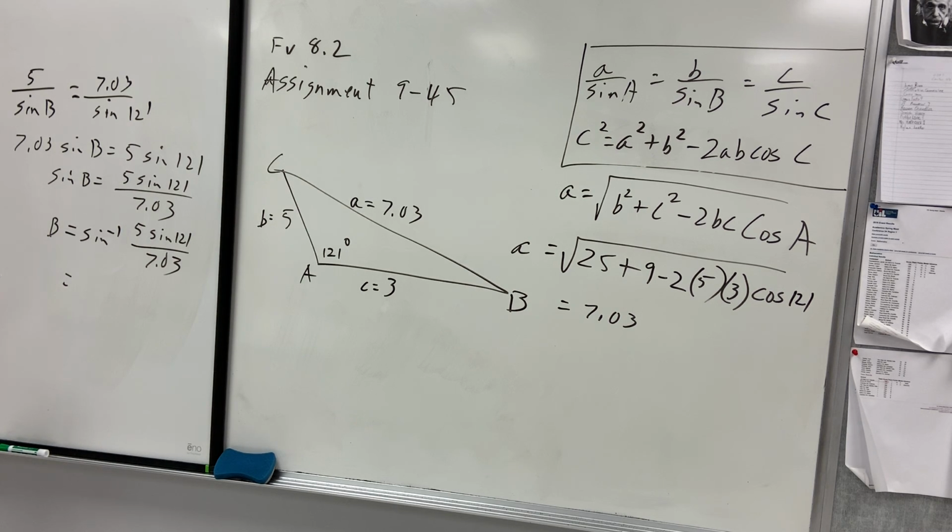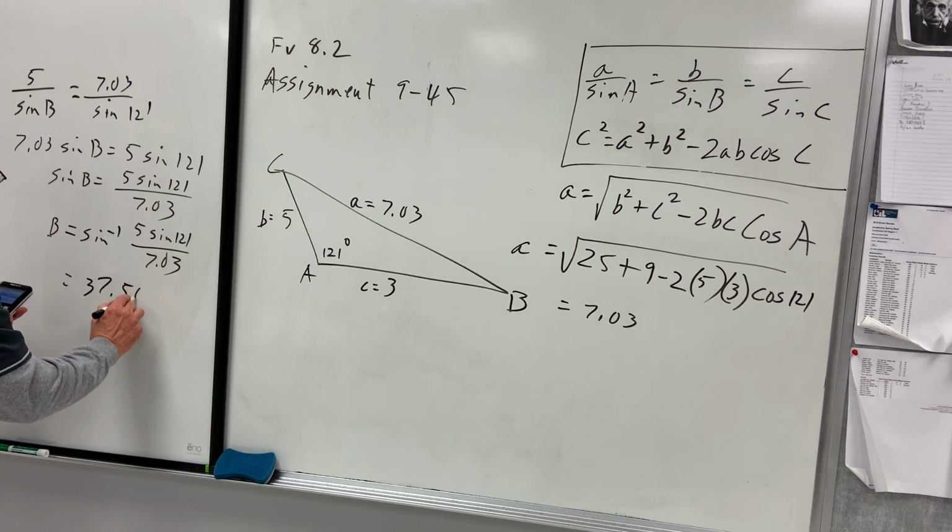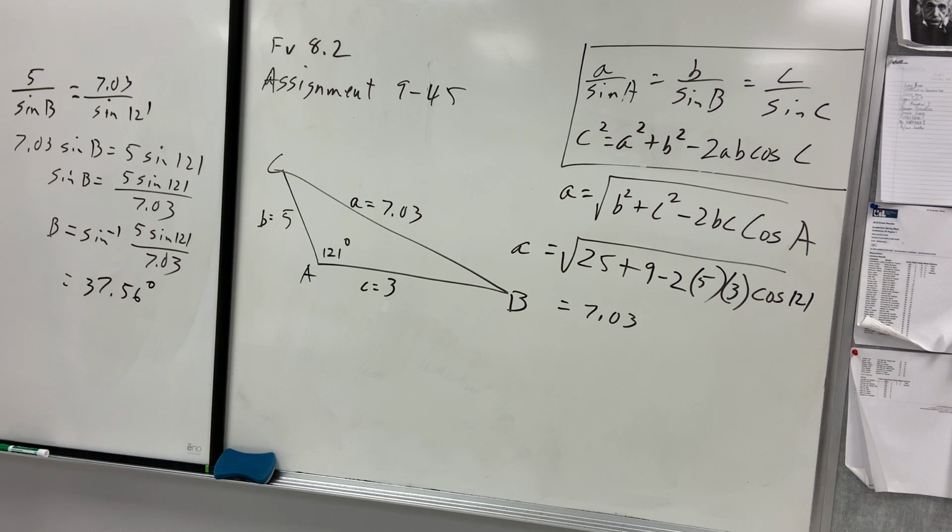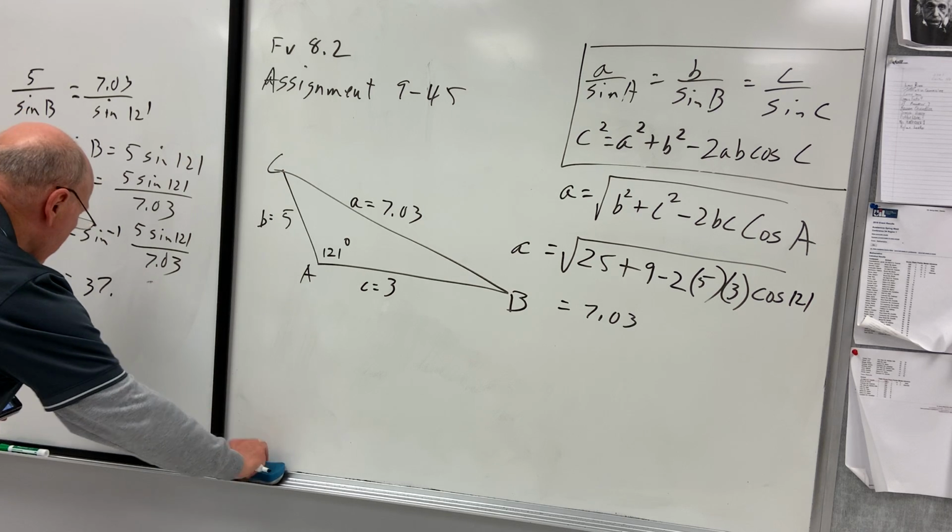And we're going to plug this into our calculator. We go second sine, and we're going to go green F1 up here. We plug in the numerator, 5 sine 121, and then we arrow down and we have 7.03. We close our parentheses and hit enter. I'm coming up with 37.56 degrees. I guess I should say 37.6. Okay, I think I'll round it off to 37.6.